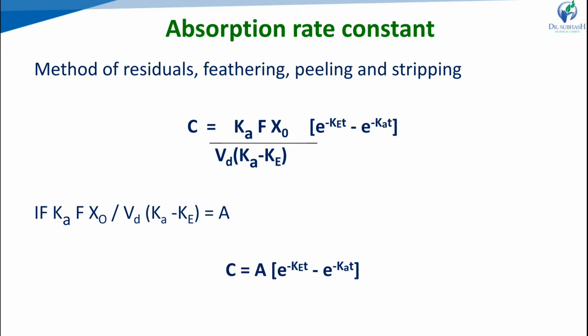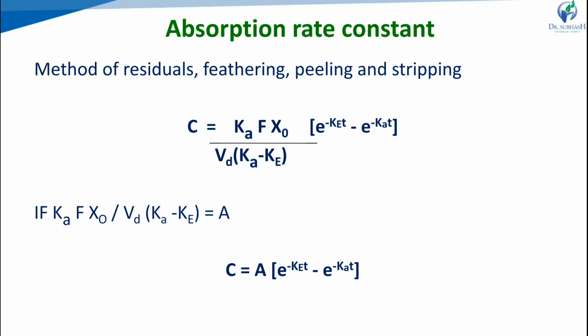So previously, we had to find out the one-compartment open model extravascular equation: C = (Ka F X0 / Vd (Ka − Ke)) (e^(−Ket) − e^(−Kat)). Here we can go for the assumption that Ka F X0 / Vd (Ka − Ke) is a constant value, so we represent it with the symbol A, so the complex equation becomes simplified.